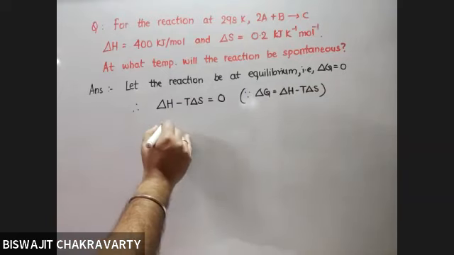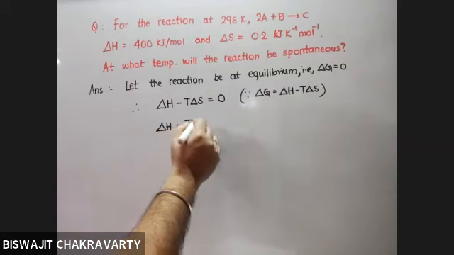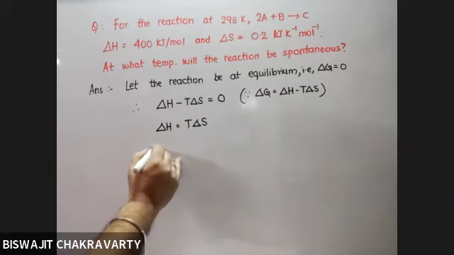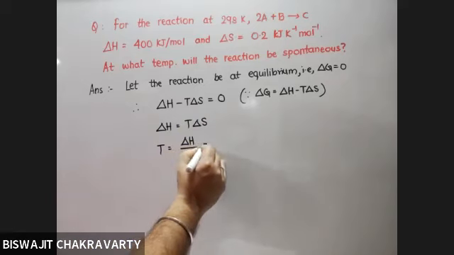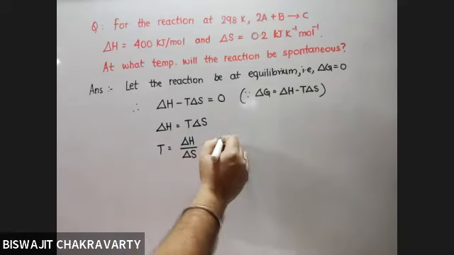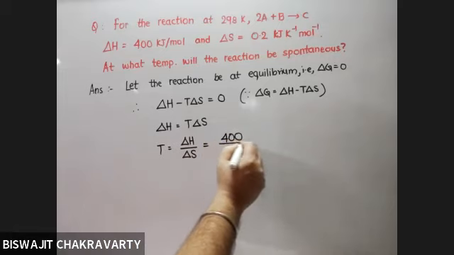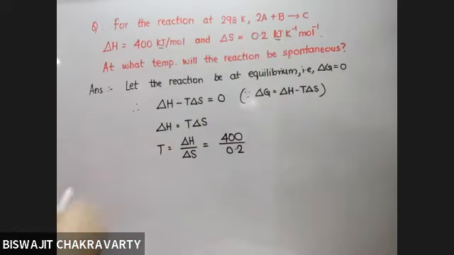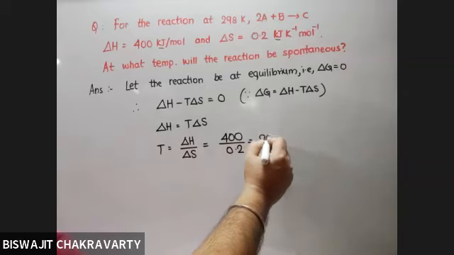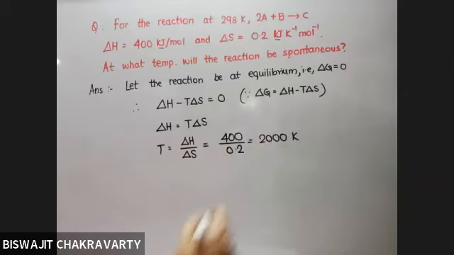So we can write delta H is equal to T delta S, or we can write T is equal to delta H divided by delta S. Put in the values. It will be 400 divided by 0.2. Both the units are kilojoules. Sometimes one is in joules, other is in kilojoules. You have to convert both of them to the same unit. Here it is not required because both of them are in kilojoules. So ultimately, how much is the answer coming out? It is 2000 Kelvin. Clear?